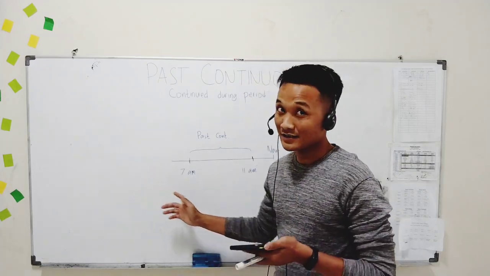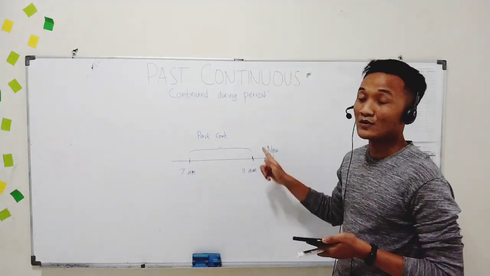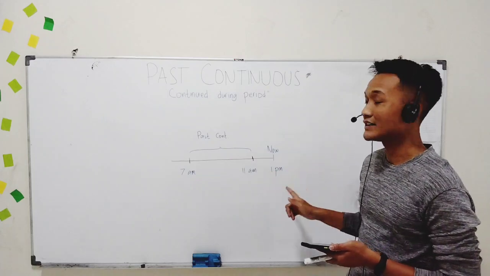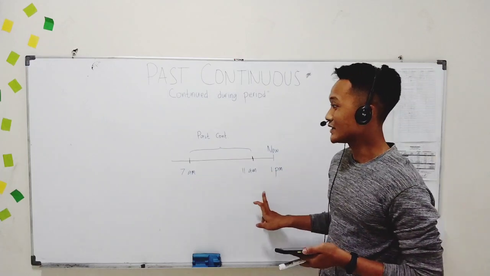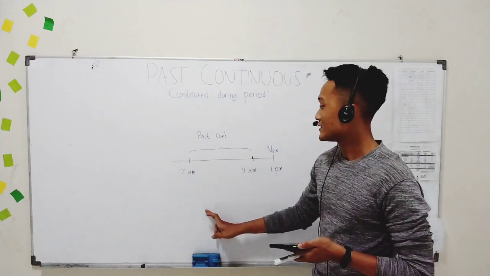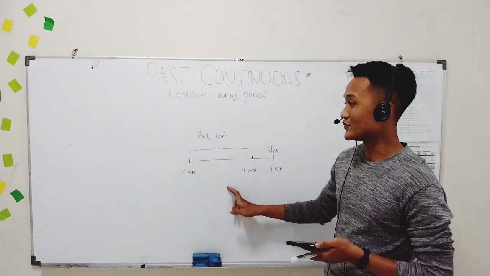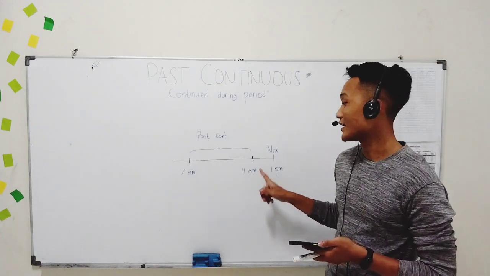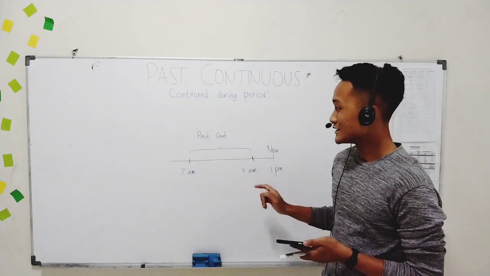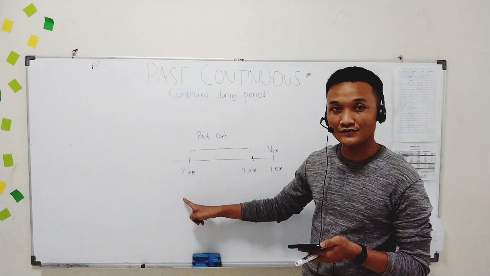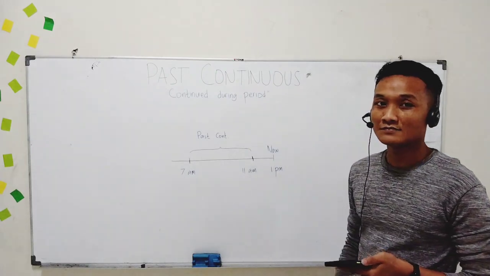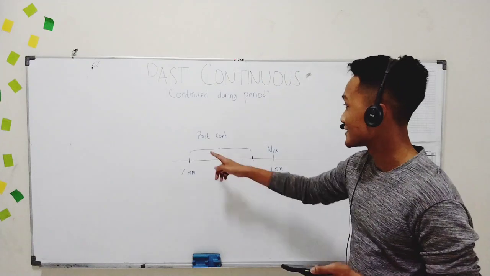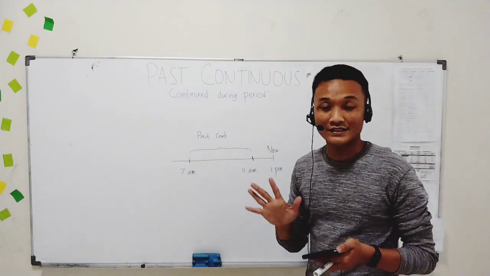So here in the timeline, here is now, just to say the present. Right now is 1 p.m. So today, here there are some actions. The first action started at 7 a.m. and the second action at 11 a.m. So during the period from 7 a.m. to 11 a.m., yes, we call that past continuous. So after this, we will learn about this tense, so stay focused on this explanation.